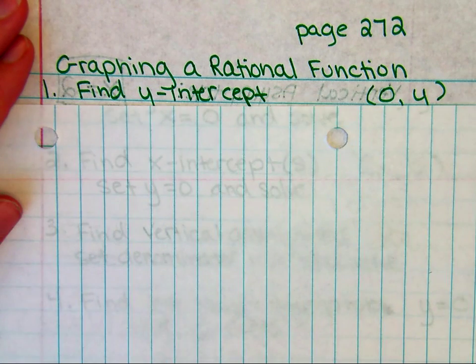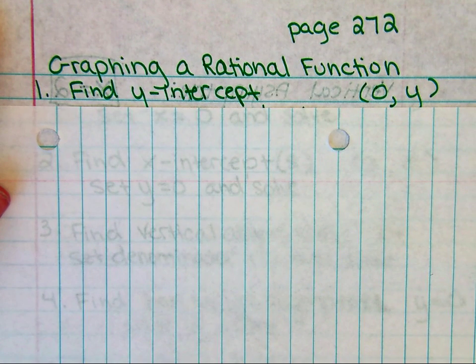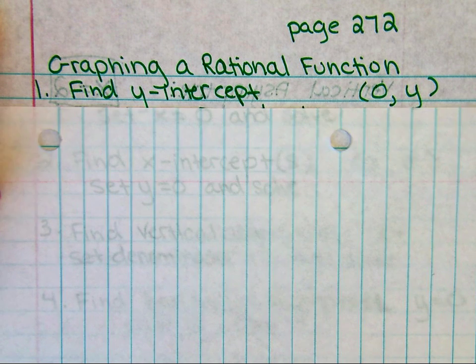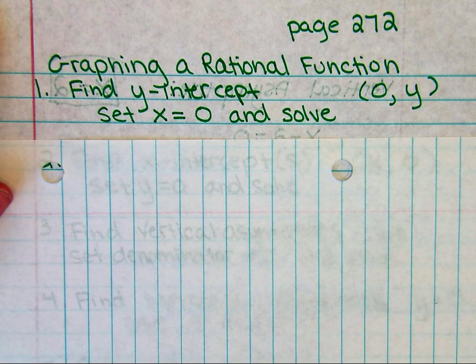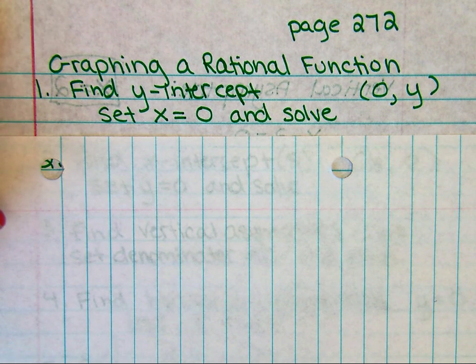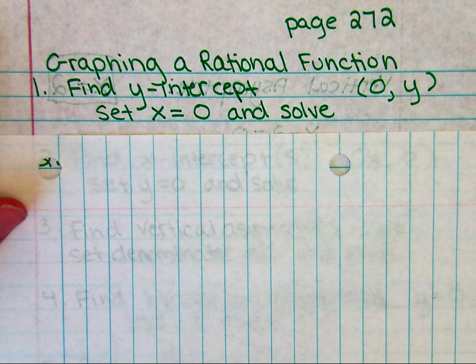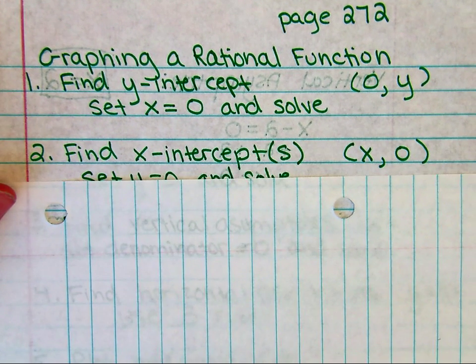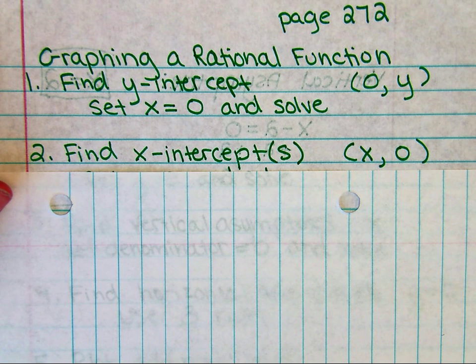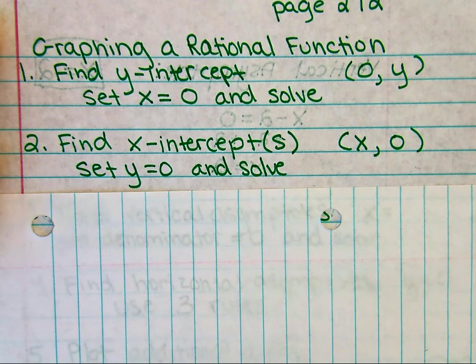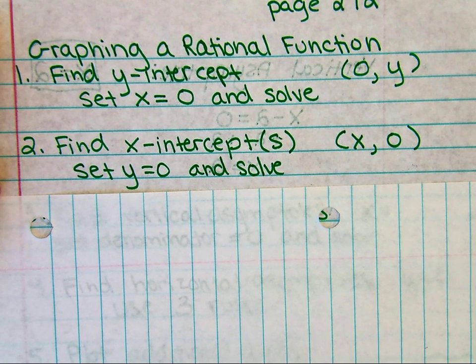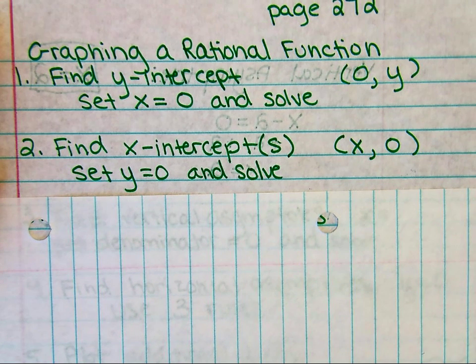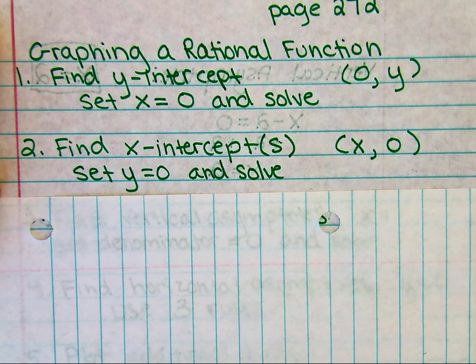So if I'm going to find the y-intercept, I'd want to have 0 and then my y. So I'm going to set x equal to 0 and solve. Again, this is something we talked about in Unit 1, and you've seen before in pre-calc, so this should be some review. Okay? If you're going to find the x-intercept, I'm going to set y equal to 0 and solve. I want to find those points along the x-axis. So y is going to be 0, not going up or down at all.